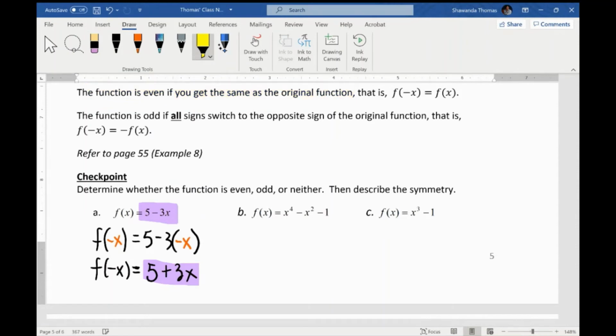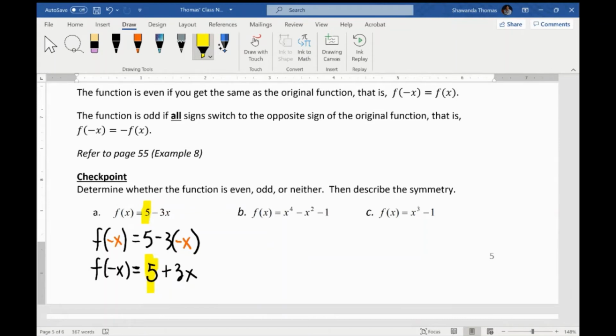Let's see if it's odd, because it could be neither even nor odd. The function is odd if all signs switch to the opposite sign of the original function. Did all the signs switch? No. Trick question. You're right. Not all of them changed. Which one did not change? The 5. The 5 stayed positive. It was positive in the original function, and it's still positive in the new one, the f of negative x.